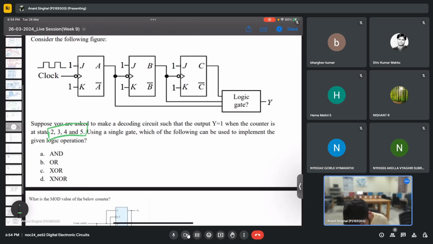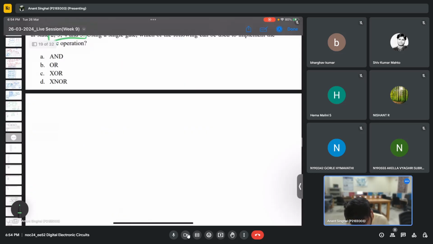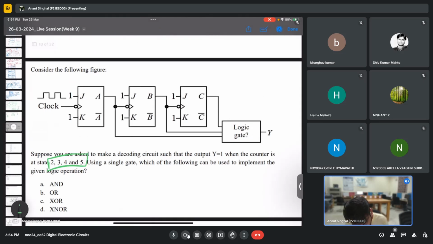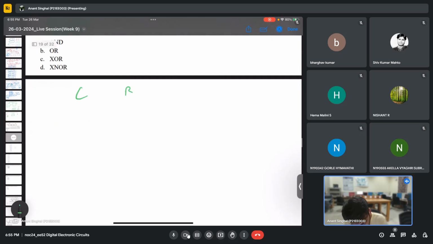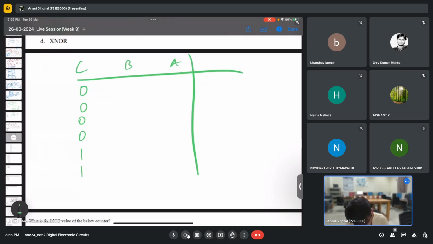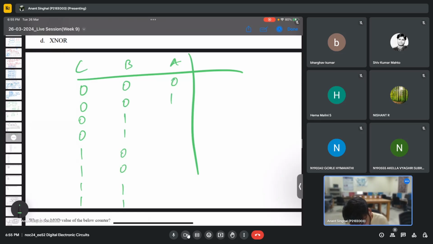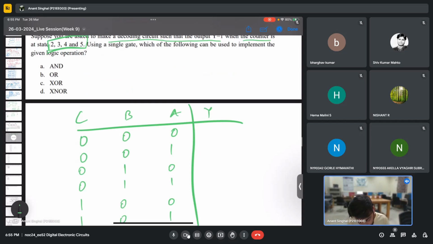So let me simplify it. Okay, so there are A, B, C counter outputs. I'll consider this as MSB and this as LSB. When the output needs to be 1, we need to make a decoding circuit for when the counter is at state 2, 3, 4, 5. So let me write all the possible states, and it needs to be 1 when it is 2, 3, 4, 5.